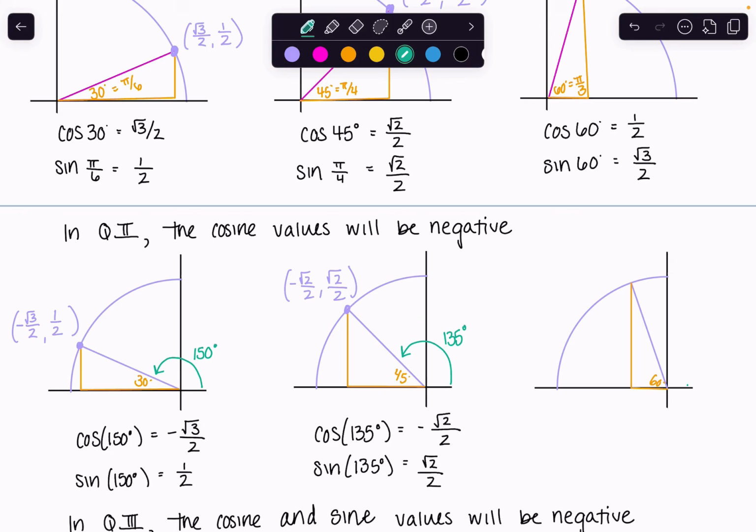Then our last step is our 60-degree reference angle. So that means the actual angle we're looking at is going to be 180 minus 60. So that is 120 degrees. The coordinates again stay the same, but the x value is negative. So this would be negative 1/2, positive root 3 over 2. That tells me cosine of 120 degrees is negative 1/2, and sine of 120 degrees is root 3 over 2.